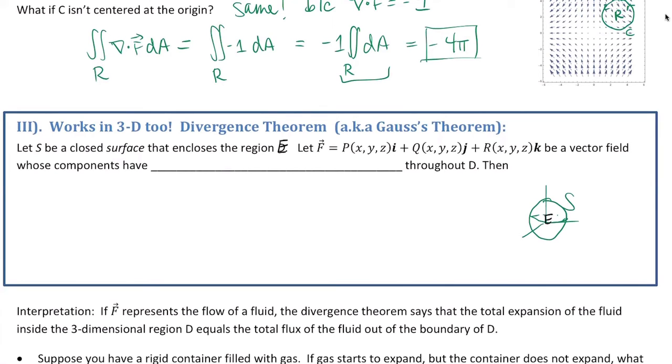And then I have some vector field. So again, you could have the velocity field of a gas that's flowing around this region. And I could ask, what's the net outward flux? Again, in order to use the divergence theorem, the components have to have continuous partial derivatives everywhere inside of the surface, so throughout the region E. But if that holds, then I can find the net outward flux.